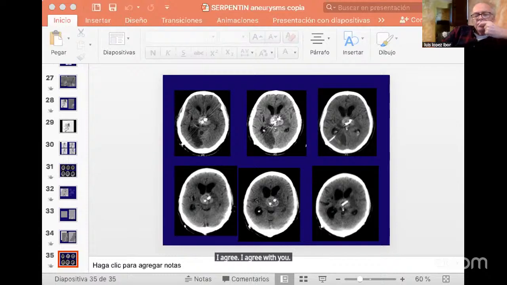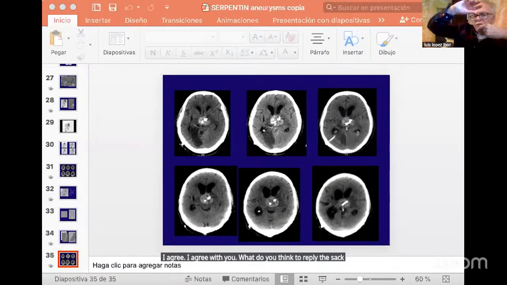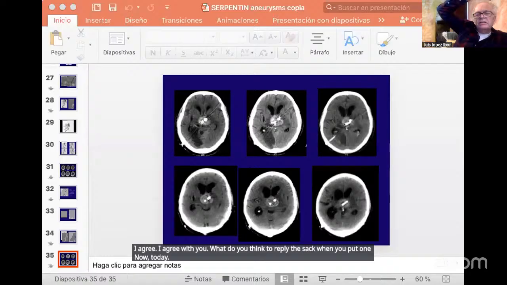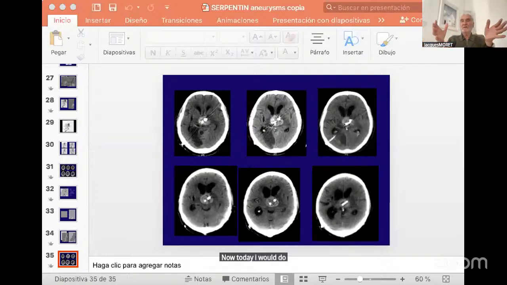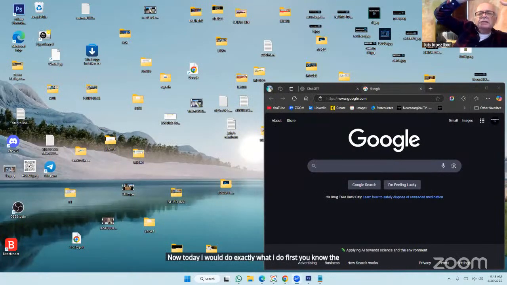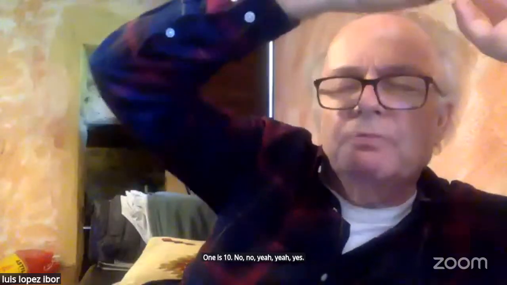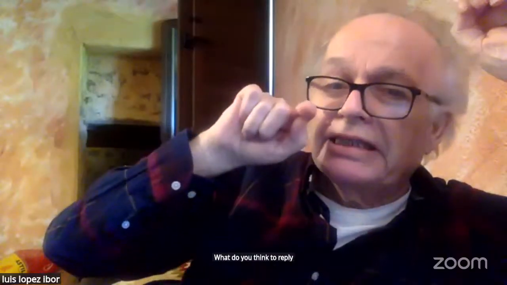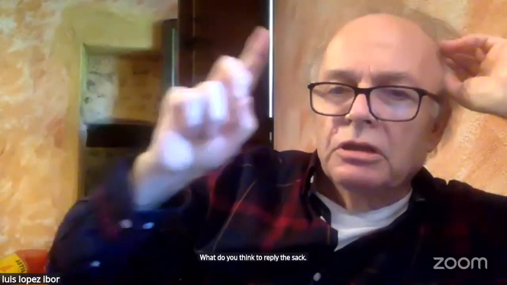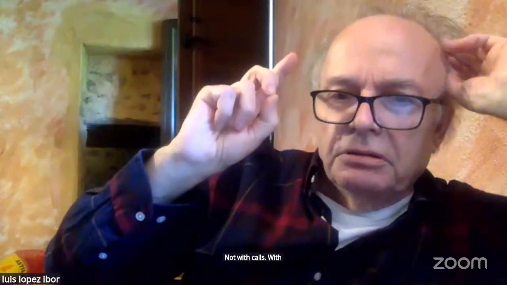What do you think to replug the sac when you put one now today? Today I would do exactly what I did. First, the risk of clotting. You test, you put the flow diverter. What do you think to replug the sac, not with coils, with onyx?